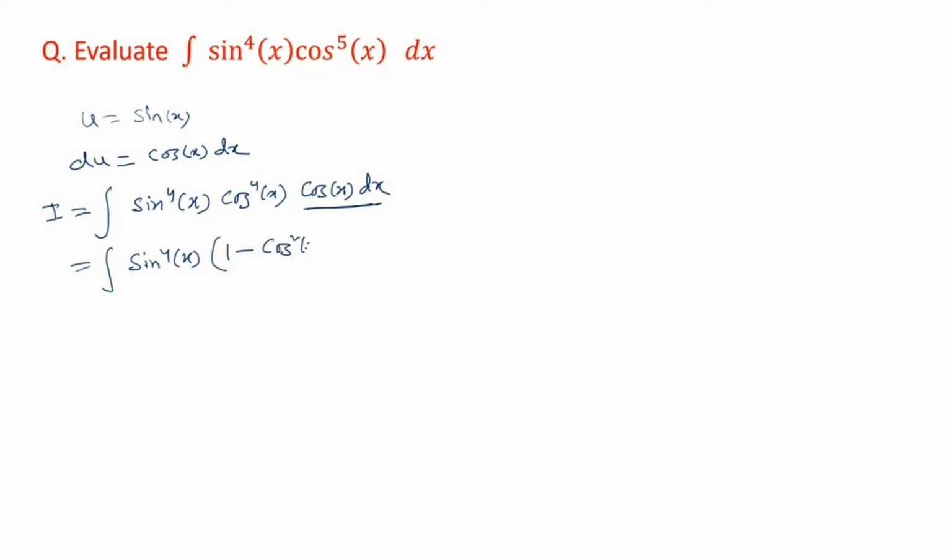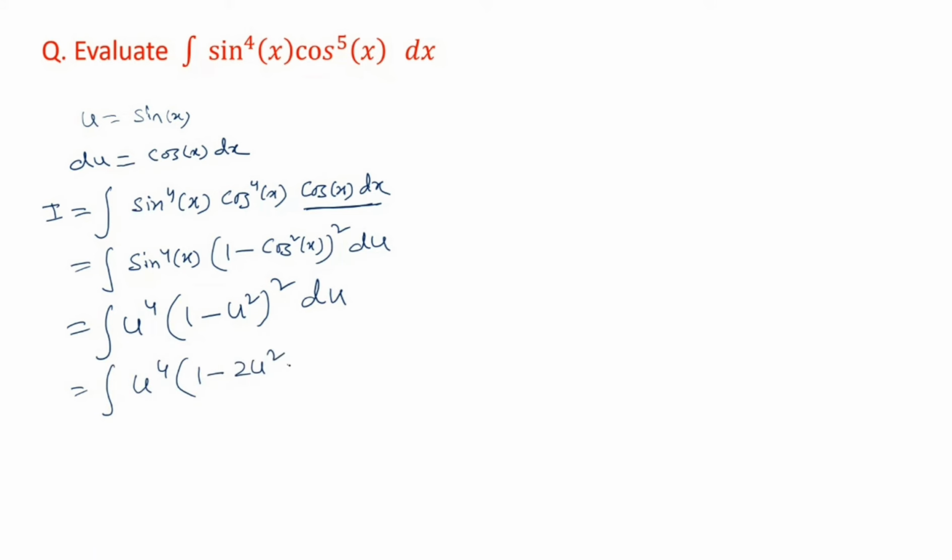This cosine x dx will be du, and cosine to the power 4 x can be written as (1 minus sine squared x) whole squared. So this is u to the power 4 times (1 minus u squared) whole squared du. This equals u to the power 4 times (1 minus 2u squared plus u to the power 4) du, which is u to the power 4 minus 2u to the power 6 plus u to the power 8 du.